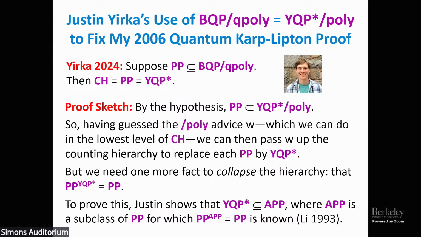Okay, so how does he prove that? Well, by the hypothesis, we know that PP is in YQP*/poly. So, in the lowest level of the counting hierarchy, we can just guess the classical advice W to this machine. And then we can take that classical advice and pass it all the way up through the layers of the counting hierarchy, via oracle calls, right? And what it does is it allows, at each layer, PP to be simulated in YQP star. Right, because it says, if you just guess this quantum circuit and then verify it, then you can now solve PP complete problems.